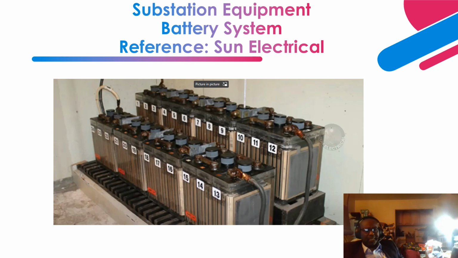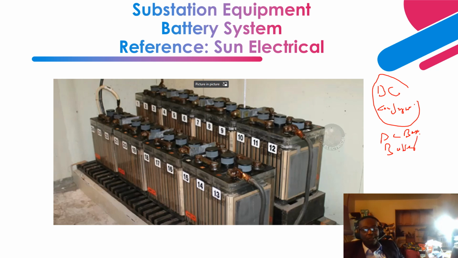Another equipment, very, very important, as you can see over here, is the battery system. They call it the DC configuration for a substation, the DC power. That consists of a DC battery charger and a battery system.